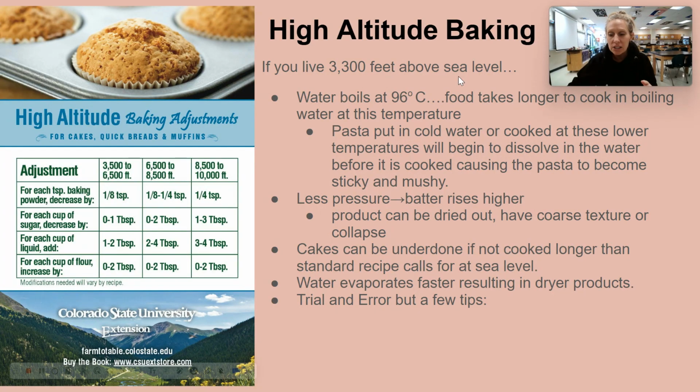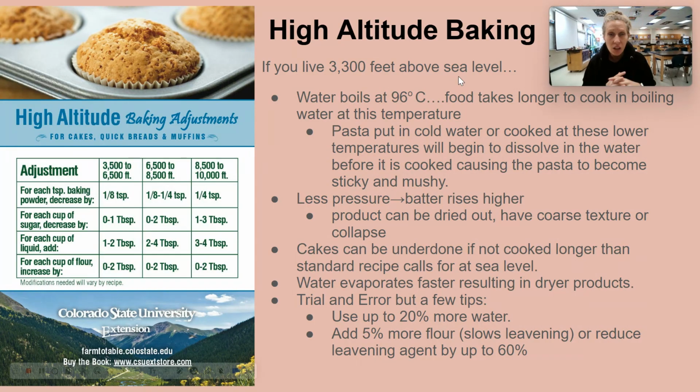There's a couple of trial and error things, and you can look up stuff if you're interested, but basically they say one of the things to try is to use up to 20% more water than the standard recipe might call for. You could add 5% more flour because that's going to slow down the leavening process, right? Because leavening is what causes that rise. You don't want it to rise as much at higher altitude. Or reduce your leavening agent by 60%, so if it's calling for a certain amount of baking soda or baking powder, really cut back on that.